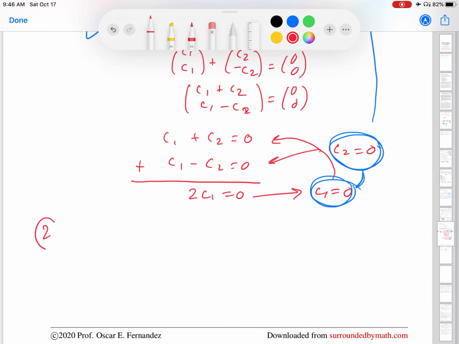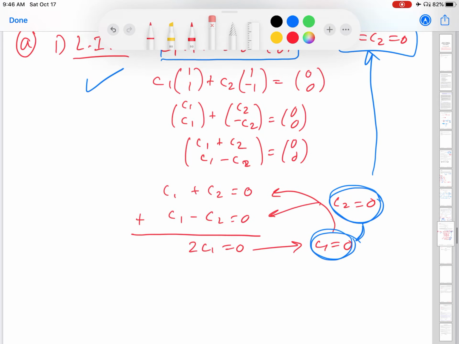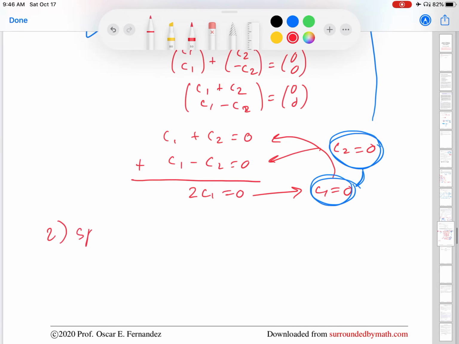Now I want to do the spanning part. So for the spanning part, I have too many numbers to keep track of here. So for span.